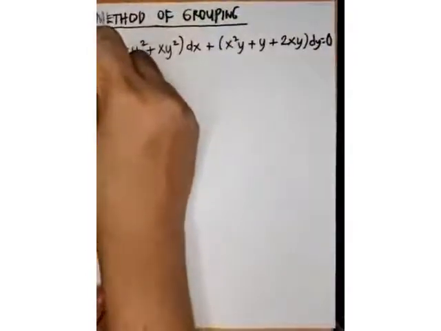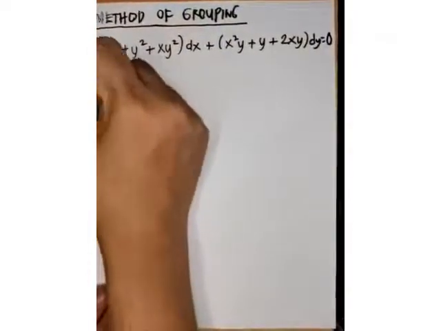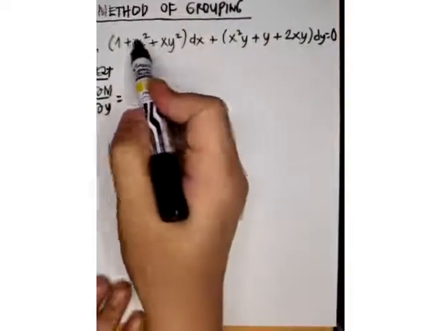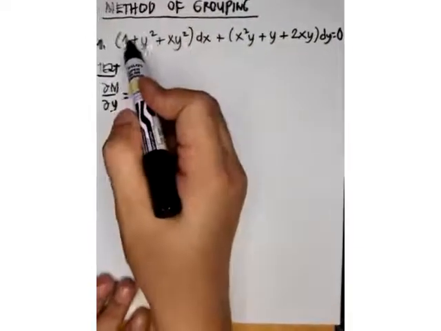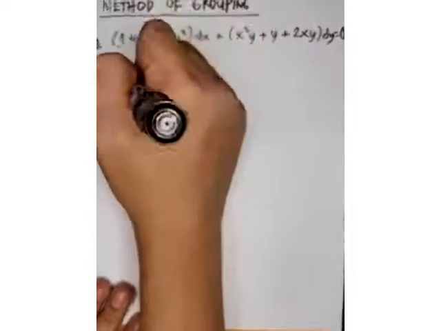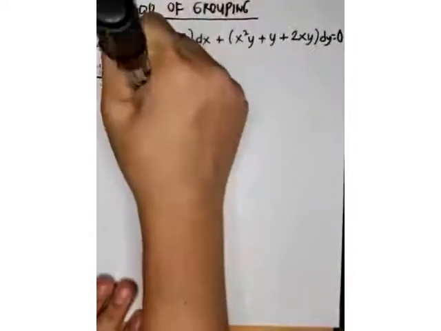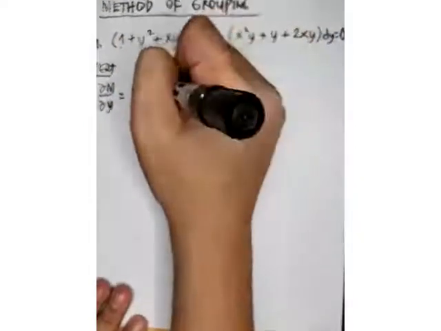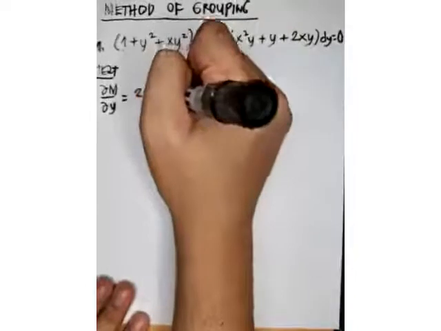the partial derivative of M with respect to y, so that means all the x's will be constant. So, derivative ng 1 is 0. Derivative nito ay 2y. Plus, okay, x is constant. Derivative of y squared is 2y. So, that will be 2xy.